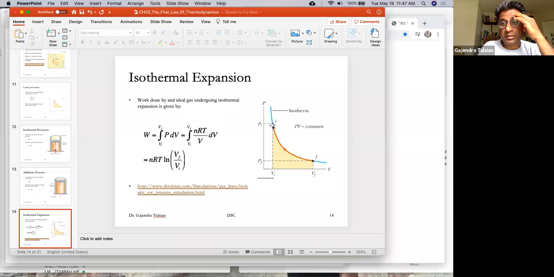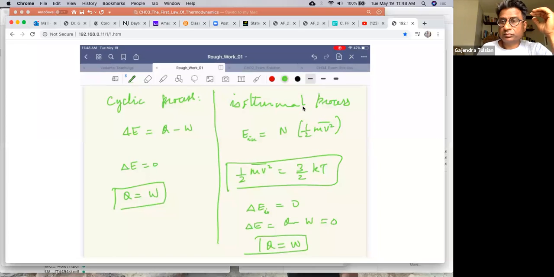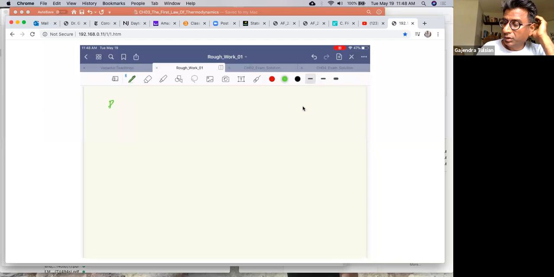Now, we'll give an expression for the work done during an isothermal process. Here's an isothermal process. Again, this is a hyperbola. For an ideal gas, what we want to do is calculate the area under this curve, which is the work done by the gas as it expands. P as a function of V is given by nRT divided by V, just from the ideal gas law: PV equals nRT, so P equals nRT by V.